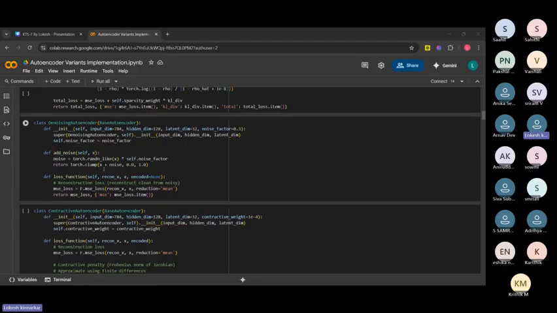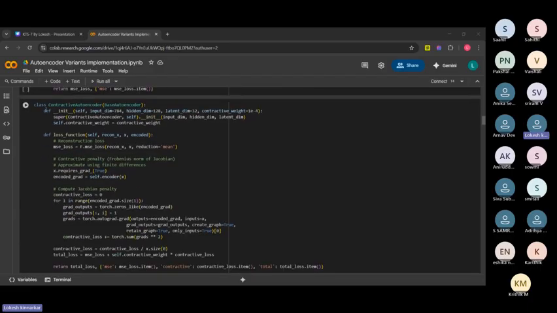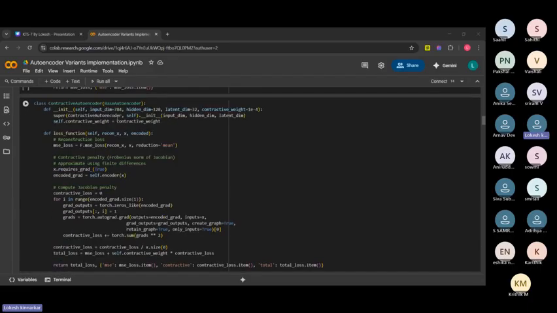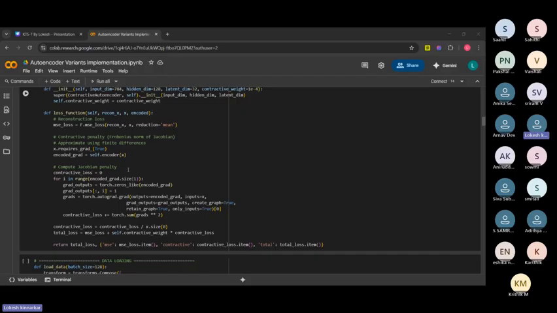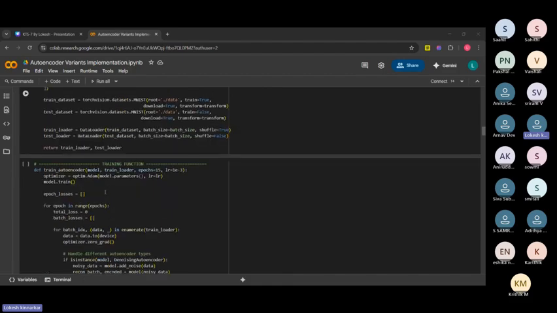This is the denoising autoencoder. We just added noise to the input image. Then this is the contractive autoencoder. In this block of code, I have just computed the Jacobians of the hidden layer activations with respect to the input. And this block of code is just loading the MNIST dataset. There is a train dataset and the test dataset.